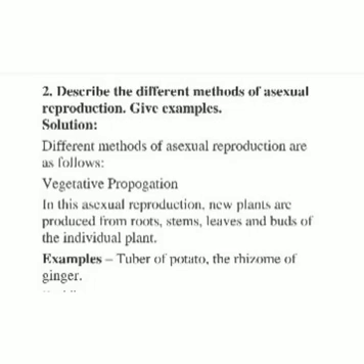Question number 2, describe the different methods of asexual reproduction. Give examples. Answer, solution and answer both are the same. You write down: Different methods of asexual reproduction are as follows. Vegetative propagation. First, write down the side heading, vegetative propagation. In this asexual reproduction, new plants are produced from roots, stems, leaves and buds of the individual plant. Examples, tuber of potato, the rhizome of ginger.